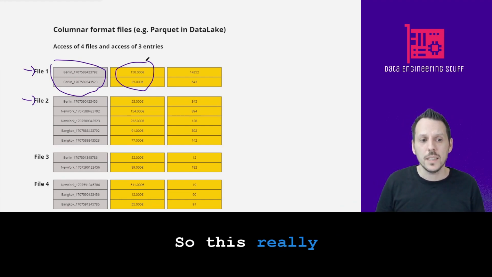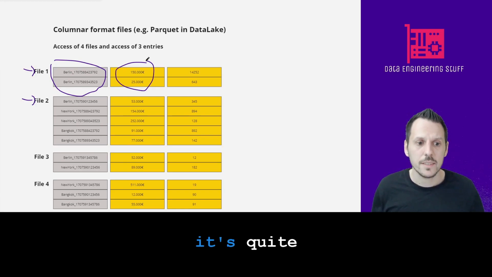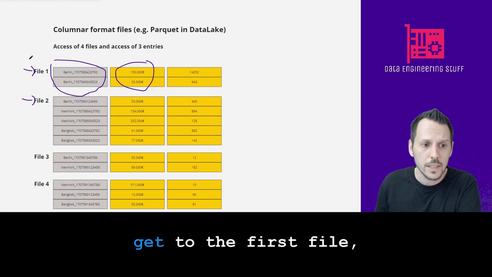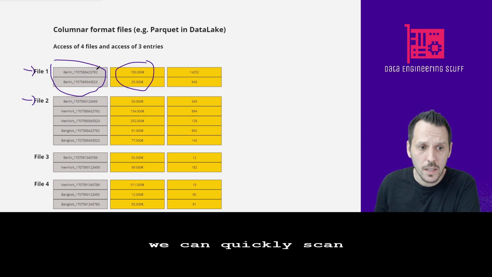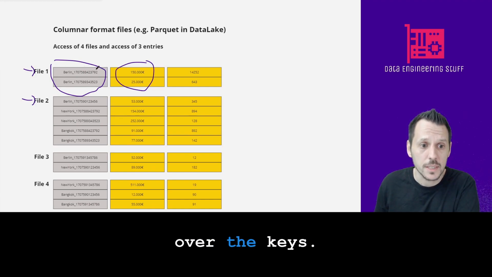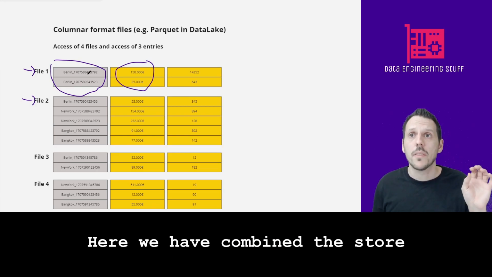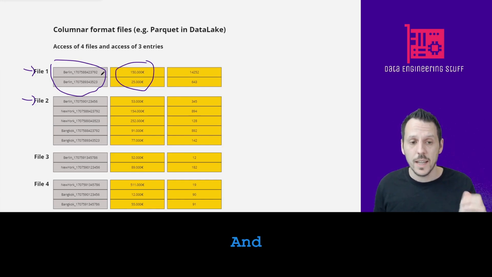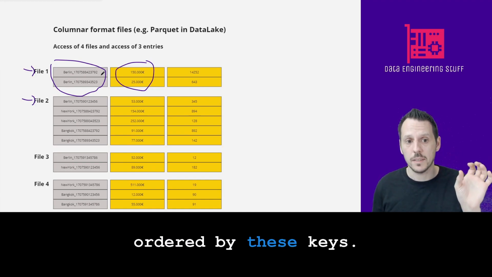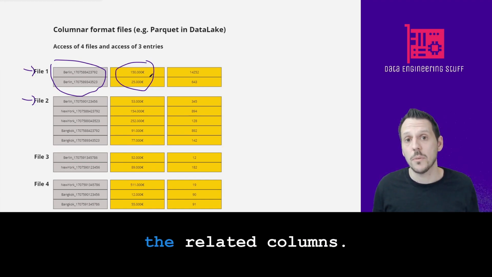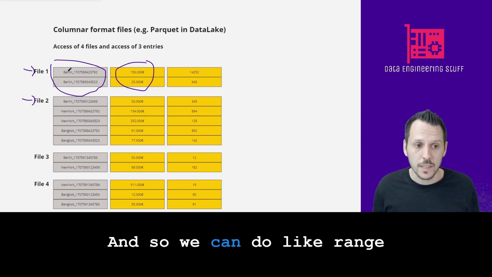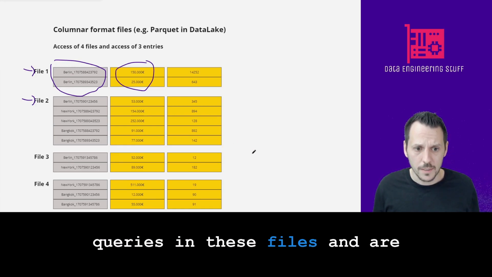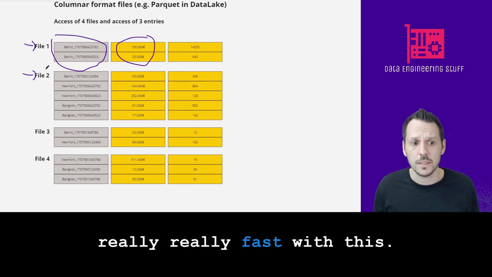So this really is quite a faster approach, because we get to the first file. We can quickly scan over the keys here. We have combined the store location, like Berlin, and the timestamp together into one key. And the Parquet file is always ordered by these keys, so we can quickly retrieve the related columns. And so we can do range queries in these files and are really, really fast with this.